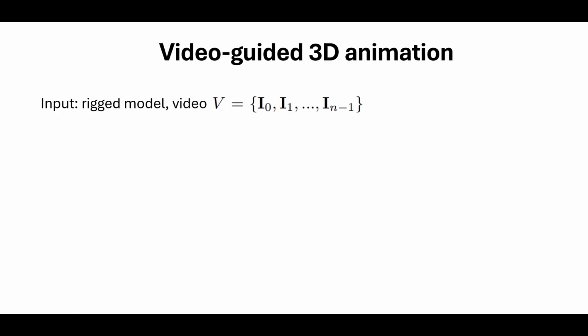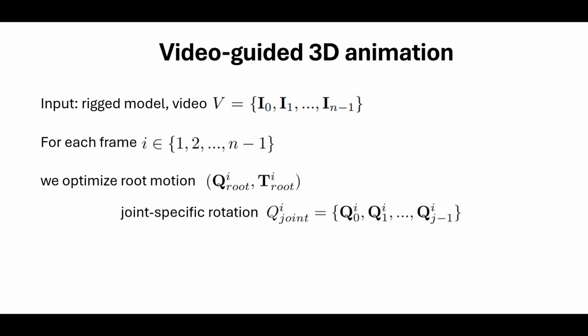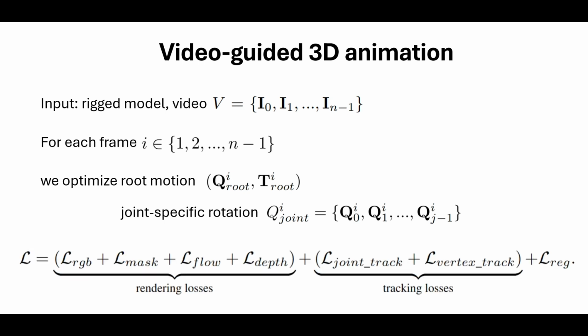For video-guided animation, the inputs are a rig model and a generated video with n frames. For each frame from 1 to n-1, we optimize the root motion, including rotation and translation, as well as per-joint rotations represented by unit quaternions. We do not optimize frame 0 since it serves as the rest pose with 0 translation and identity quaternions. Our optimization incorporates multiple loss functions: rendering losses, tracking losses, and regularization terms for motion smoothness.